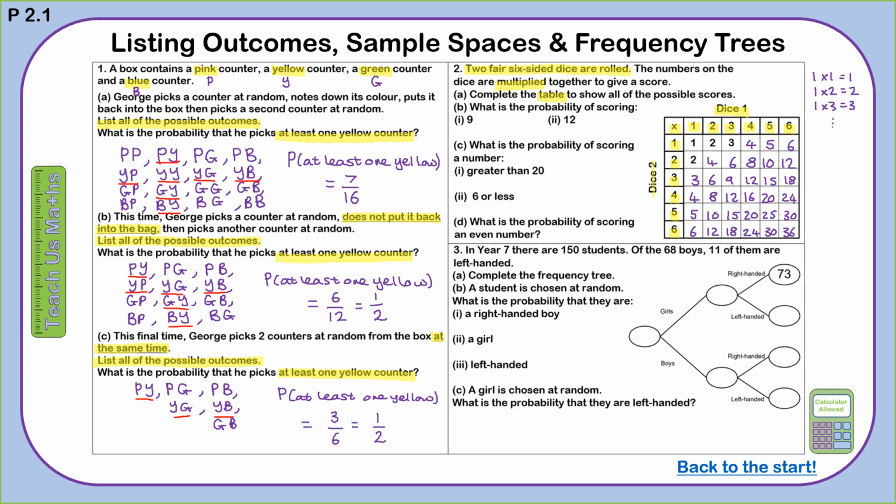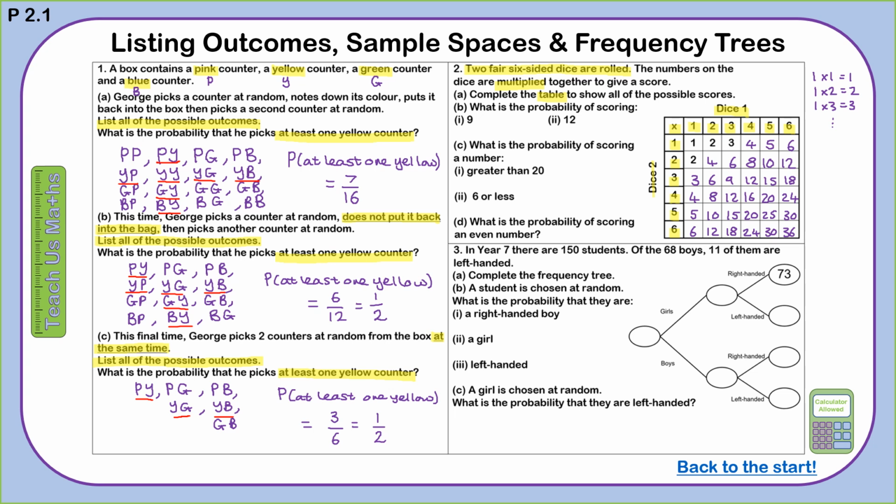So that method was much quicker, much more efficient, and I know that I haven't missed any outcomes. So in the table we can see that there are 36 possible outcomes of the two events. Let's use this then to answer the questions on probability.